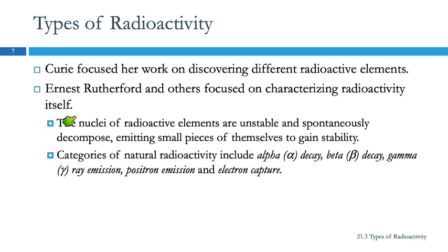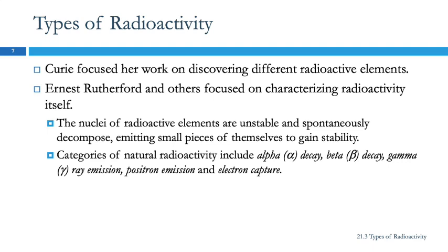So they found that the nuclei, just plural of nucleus, the nuclei of radioactive elements are unstable. And so they'll spontaneously decompose. And in that process, they will emit small particles. And they do that because that makes them more stable. So those little pieces are radiation, radioactivity.